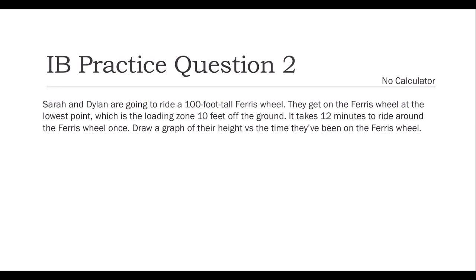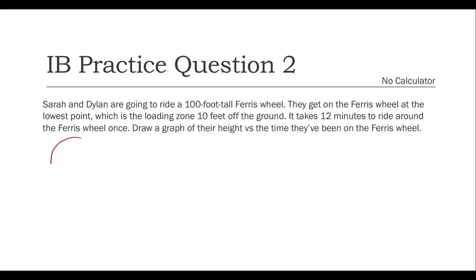Now we have our second IB practice question, which is also no calculator. It says, Sarah and Dylan are going to ride a 100-foot tall Ferris wheel. They get on the Ferris wheel at the lowest point, which is the loading zone 10 feet off the ground. It takes 12 minutes to ride around the Ferris wheel once. Draw a graph of their height versus the time they've been on the Ferris wheel.